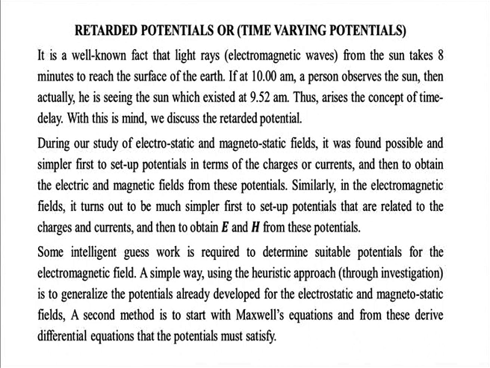Now, during the study of electrostatic and magnetostatic fields, it was found possible and convenient to first set up potentials in terms of the charges or currents, and then to obtain the electric and magnetic fields from these potentials. Similarly, in time varying electromagnetic fields, it would turn out much simpler if we could set up the potentials that are related to charges and currents, and thereon obtain E and H from these potentials. There can be two ways of doing this. One is the heuristic approach and the second is the Maxwell's equation approach. We shall first see the heuristic approach.